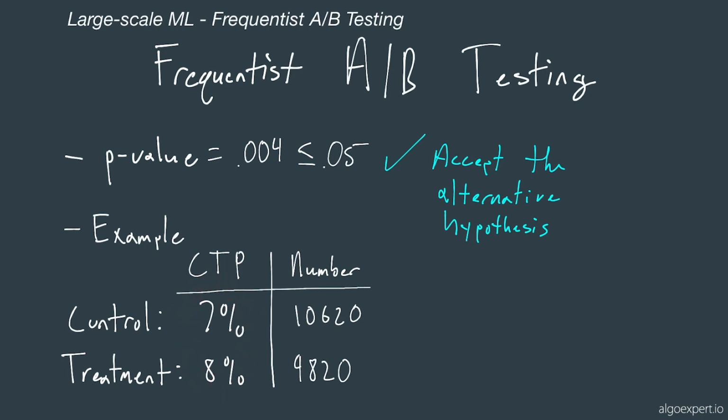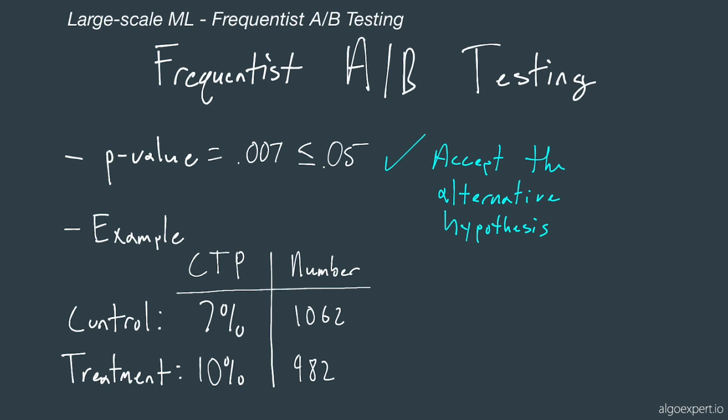Now let's say that we had the same number of experiment participants, except this time the click-through probability difference was 3%. Well, in that case, our p-value is also lower than 0.05, which means we could reject the null hypothesis.